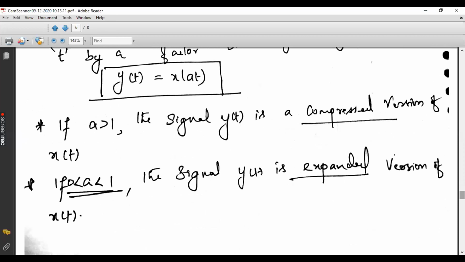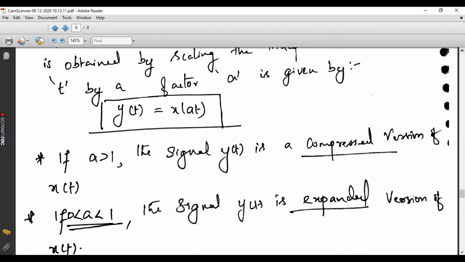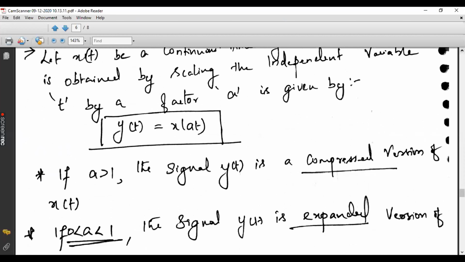So y of t equal to x of at. This is a way of representing a time scaled signal. Initially the signal was x of t, but after performing the time scaling, it will become y of t. And these two conditions you have to take down.